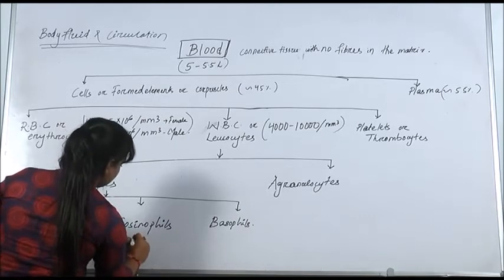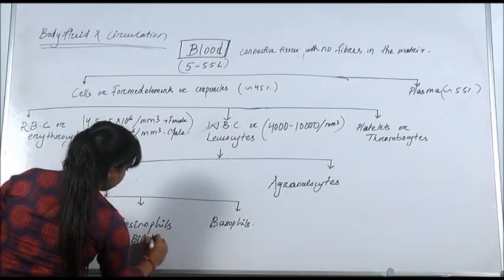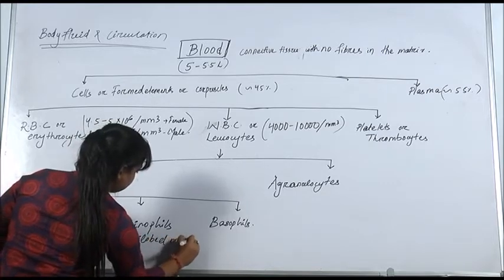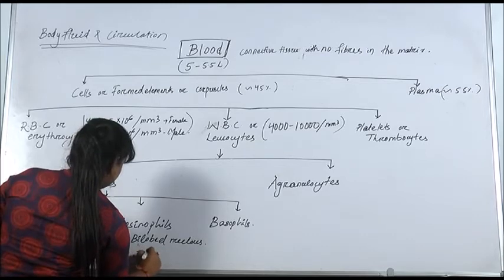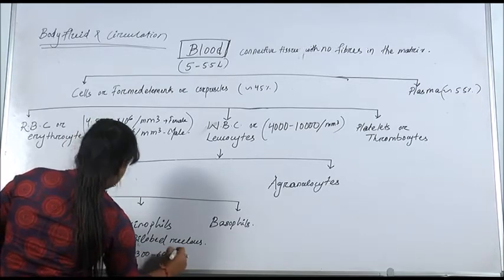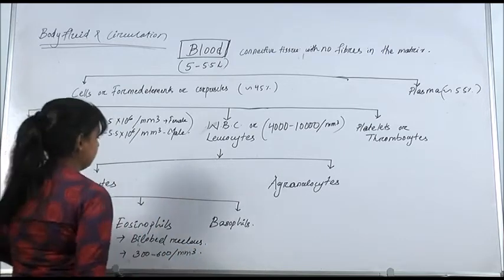So these are the cells having a bilobed nucleus. And these are around 300 to 600 per mmQ of blood.